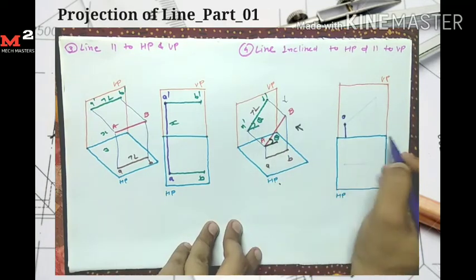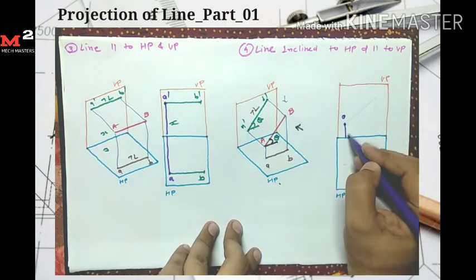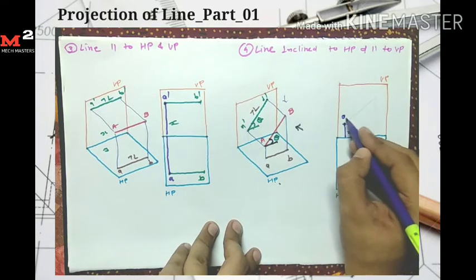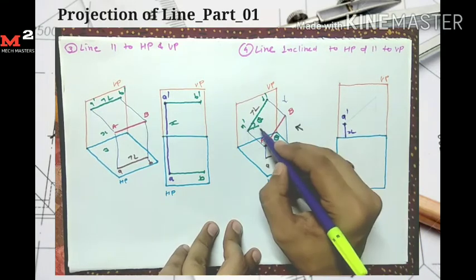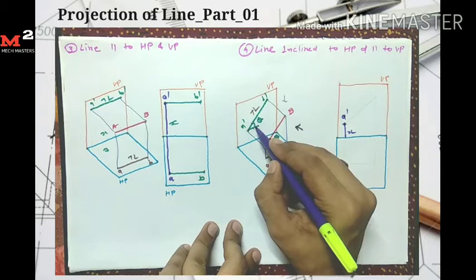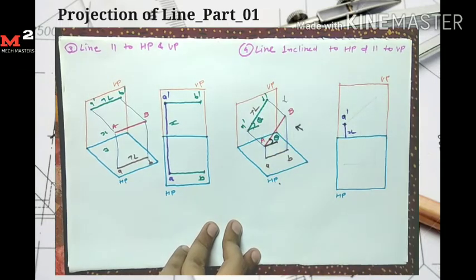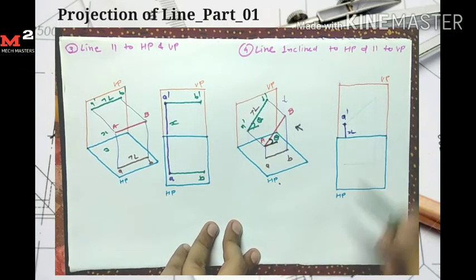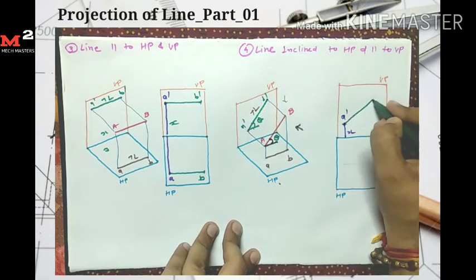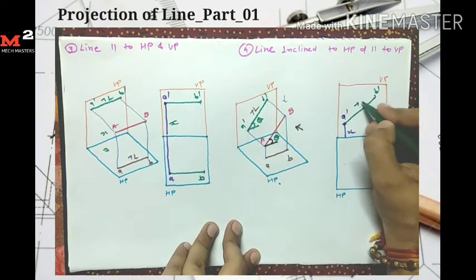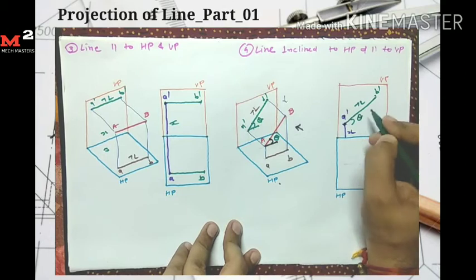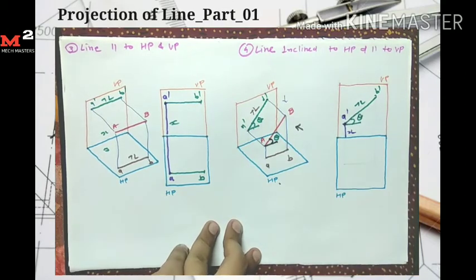For drawing its orthographic projection, I take the distance x mm and mark the point A dash. Now here I take the angle equal to theta and the length equal to the true length. I draw its front view here. From A dash, this length is the true length and this angle is equal to theta. So I get my front view A dash B dash.